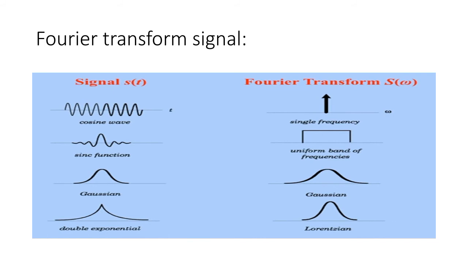Here we will see the Fourier transform of signal s of t and signal s of omega. S of t is a time domain signal, which maps to the frequency domain signal. A cosine wave maps to a single frequency. A sinc function maps to a uniform band of frequencies. A Gaussian maps to a Gaussian. A double exponential maps to a Lorentzian.